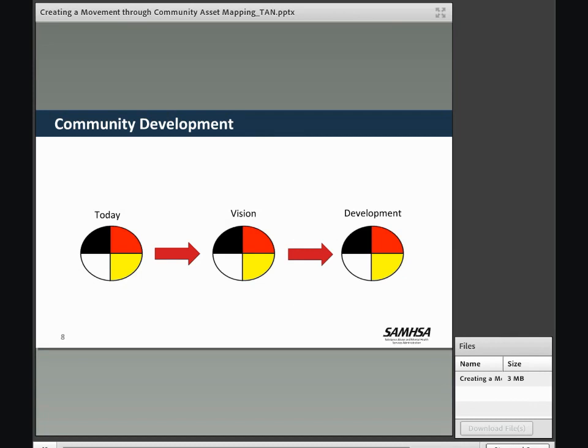And so this is just an image that, when we talk about community development, asset mapping is kind of a map of what you have today. It really helps with your visioning and with your development of how you want to connect resources and build on those resources.